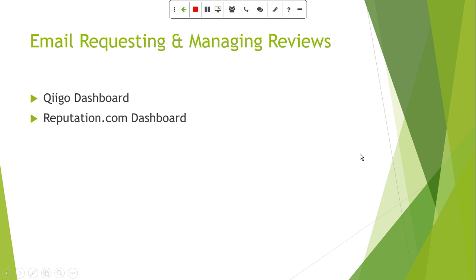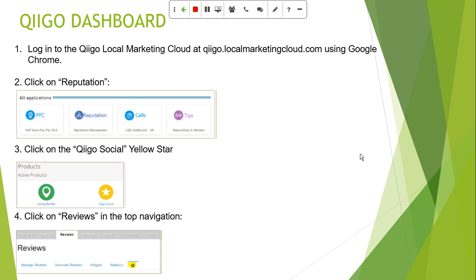Email requesting and managing reviews. So the two dashboards we have available for you to request reviews and then also be able to go in and manage your reviews and respond to reviews is through Kigo and Reputation.com. So Kigo, if you log into the Kigo Local Marketing Cloud, you can see the steps here, and this will be recorded and shared with everybody, so you can go back and look, but you can definitely just email me at any time, and I can tell you how to find this.